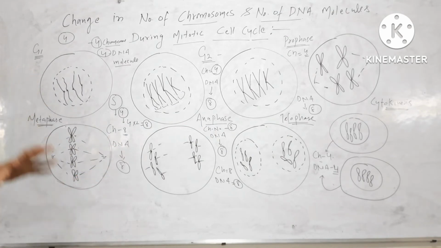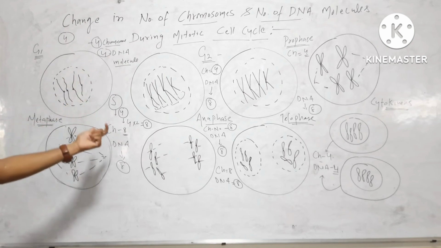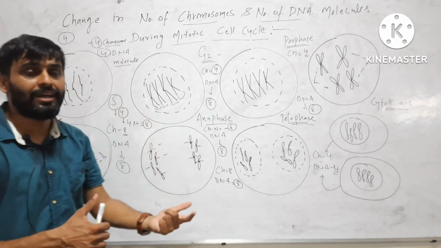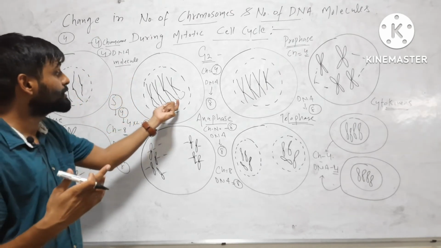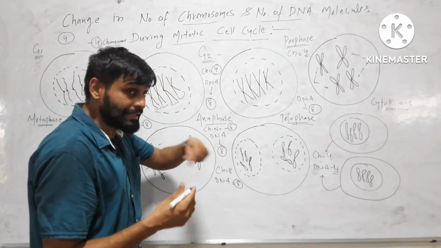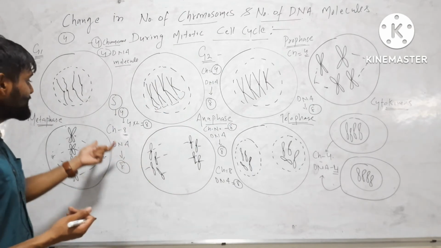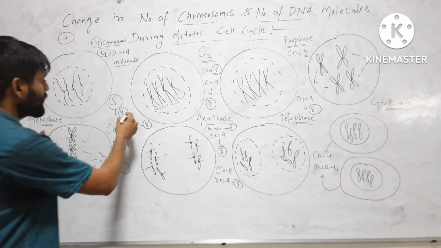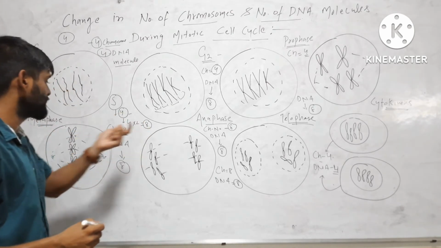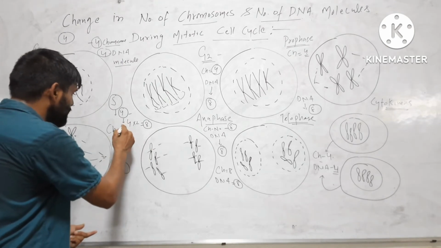In G1 phase, if a cell has 4 chromosomes, then DNA molecule will also be 4. During S phase, replication will occur, chromosome number remains same because they are attached. So they are 4. DNA molecule will become doubled. Now in next phases, that is G2, prophase, metaphase, the number remains same, that is chromosome number is 4 and DNA molecule is 8.